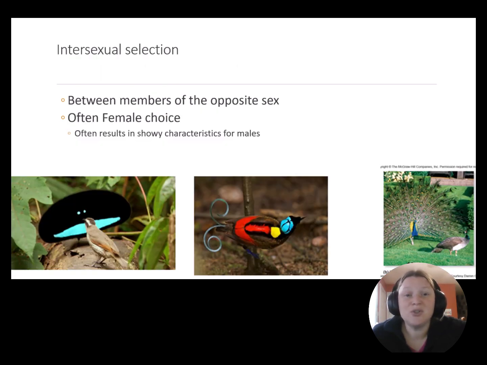Intersexual selection is usually based on female choice. The female has a particular trait that she's looking for. This could be the biggest, flashiest colors, the largest tail in a peacock, the best dance, the best song. So females will choose a male based on that trait, and he is the one that gets to reproduce. Birds are notorious for intersexual selection. This is why we often see those flashy, colorful males with a dull, drab female.